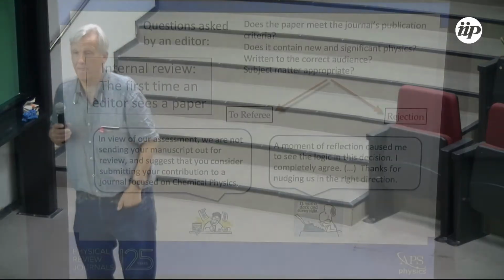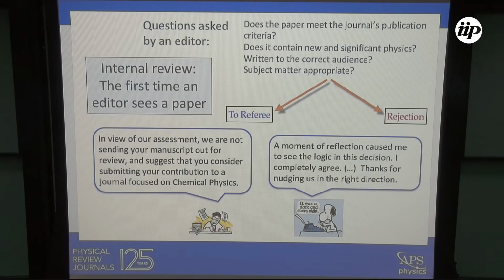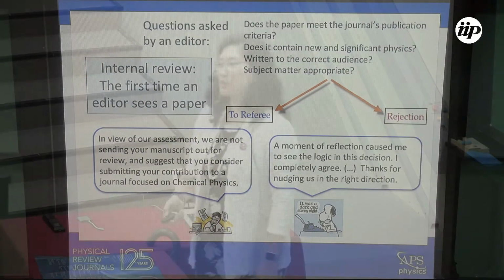I mean, referees are doing this job for us. You know, it's like a community service, and so we try to make it as easy as possible for them. And so we don't want to burden them with something that they can't really understand. So yes, that's one thing that we also look at.